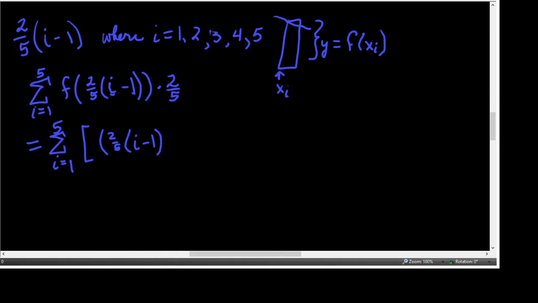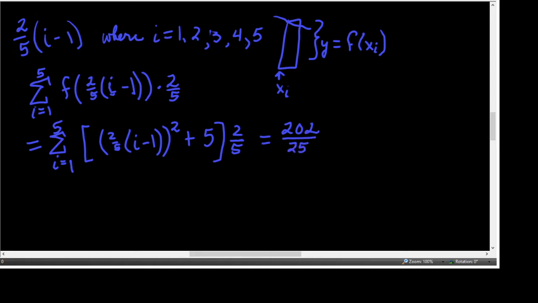So that's our x sub i, the 2/5 of i minus 1, squared, plus 5, multiplied by our 2/5. And if you just trust me, after you do all of this algebra, you will get a result of 202 over 25.